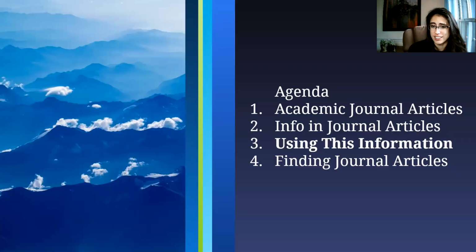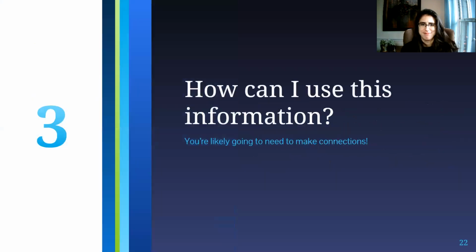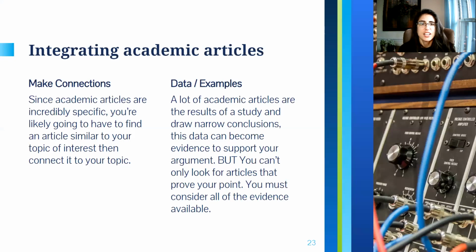So next up on our agenda is using the information that you have found in these articles. So how can I use it? What you're going to need to do is very likely just make connections. So integrating academic articles into your research, oftentimes you're going to have to make lots of connections, meaning that since academic articles are incredibly specific, it's very likely that you're going to have to find an article that is similar to your topic of interest and then connect it to your topic. Meaning that if you are researching, let's say, homeless experience in Charlotte and you're just not finding any articles related to Charlotte specifically, what you're going to want to do is look for other cities that have research in them, other cities also in the South.